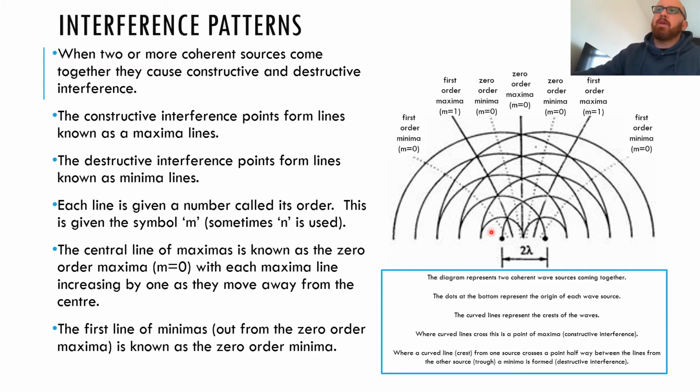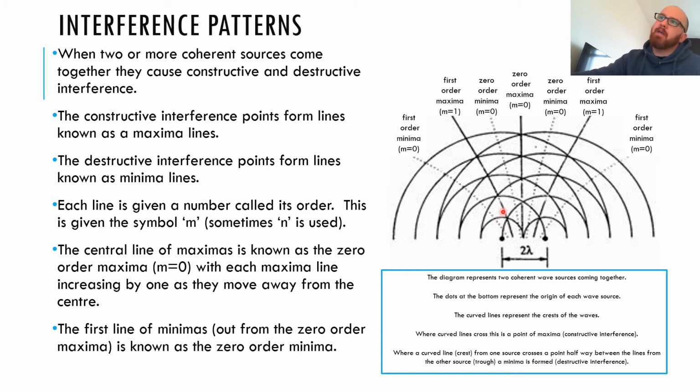So what we have here is two coherent sources. That dot there is a source of waves, that dot there is another source of waves. And these black lines coming out, so this dot here has these black lines coming from it. As it goes out, there are semicircles coming out from this source. For this dot, you get semicircles coming out from this source. So the dots are the centre of the circles, and each set of circles comes from a different source.